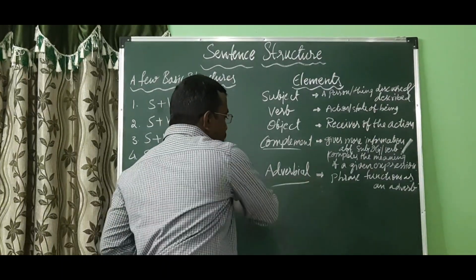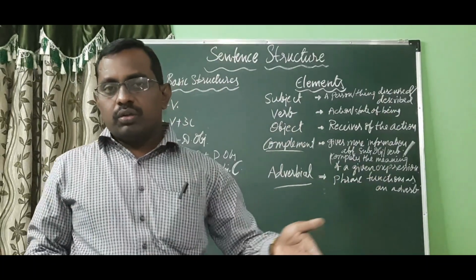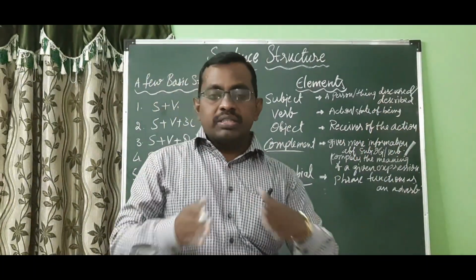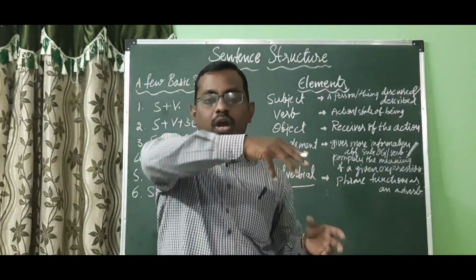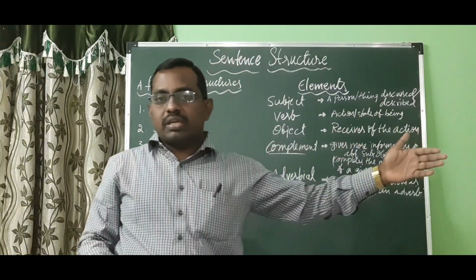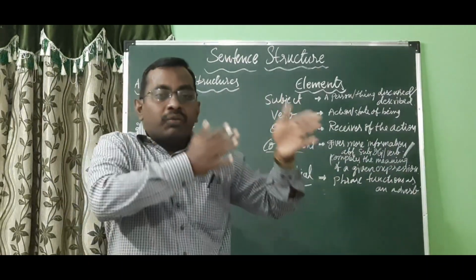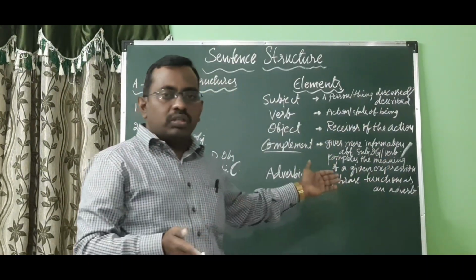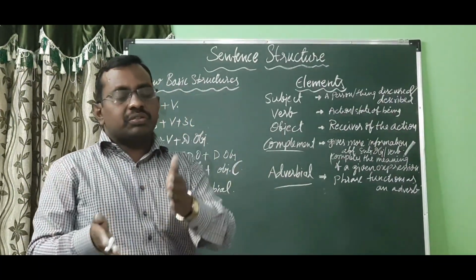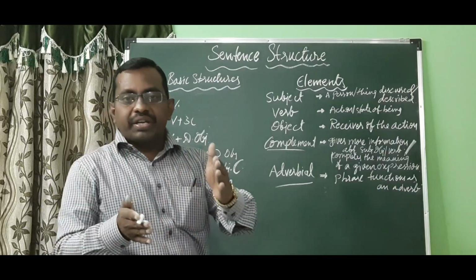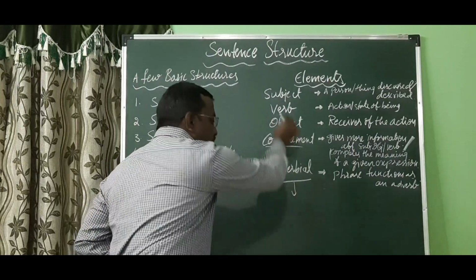So adverbial. What is an adverbial? It is a phrase which functions as an adverb. What is an adverb? A word that modifies the verb: how the work is done, when the work is done, where the work is done, why the work is done. A word that modifies an action is an adverb. Here, adverbial means a phrase that functions as an adverb. Here, we have different adverbial phrases.